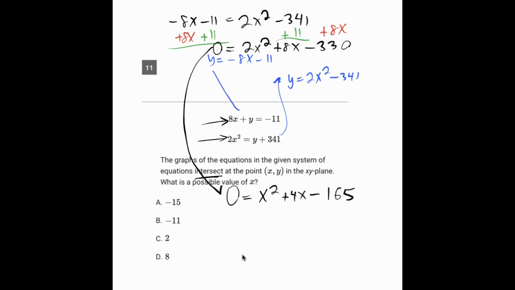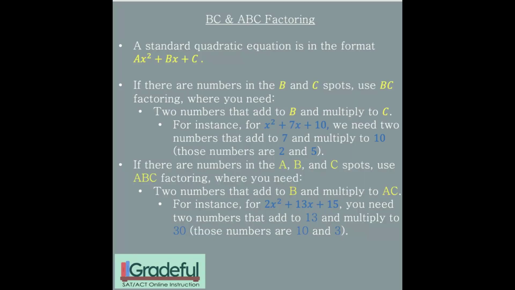And so now we have a quadratic, and our first choice in quadratics, especially when they're equal to 0 already, is always to factor them. Now, in our situation, we have something that has a b and a c coefficient. So that'll be bc factoring, where you need two numbers that add to b and multiply to c. If you want to know more about the difference between bc factoring and abc factoring and how to start the two of them, go ahead and pause the video and read this longer explanation.